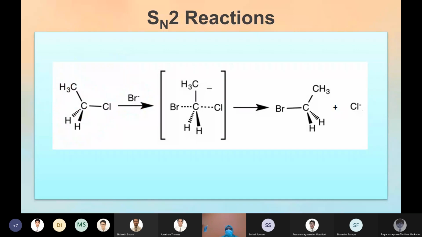In SN2, it's a bimolecular reaction because two molecules are taking part in the slowest rate determining step. The rate determining concept is that when you have a chemical reaction which takes place in more than one step, or through different transition states, only the step which is happening very slowly will be considered to determine the rate of a reaction.